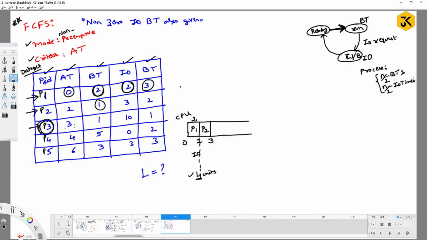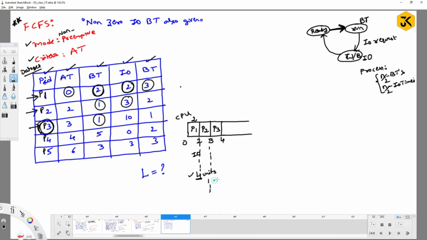So I can say P3 will be entered into the CPU mode. And it executes for how much time? 1 unit of time. That means it is 4. But if you observe, P2 will be available after what time? After completing 3 units of IO operation. So you have to make sure to note down everything.